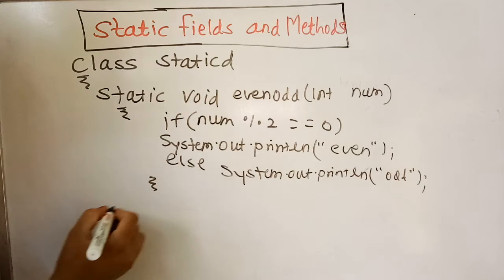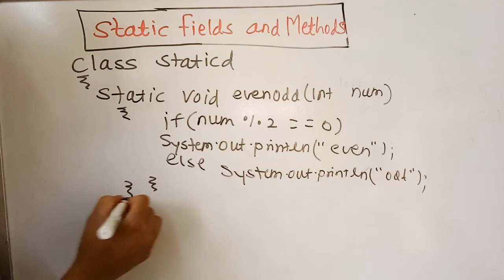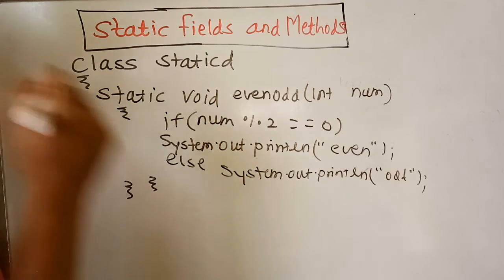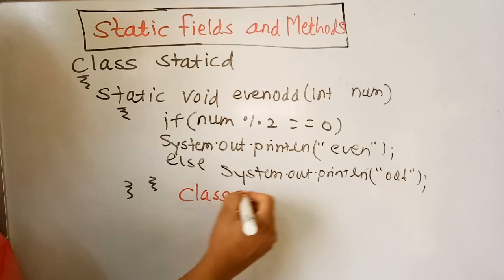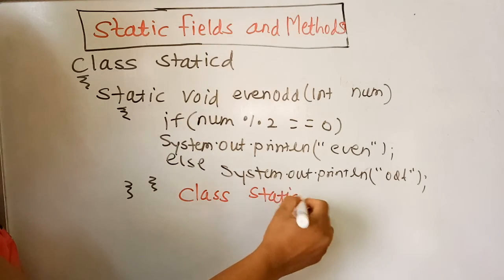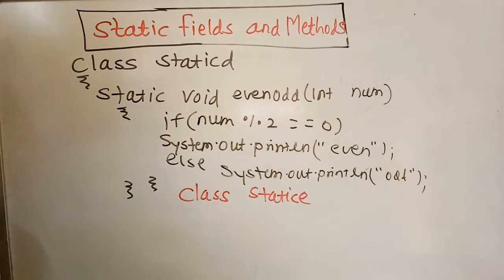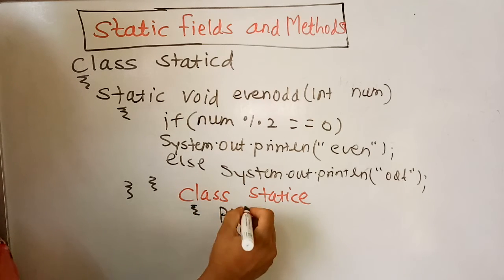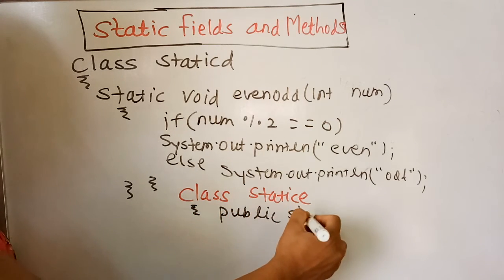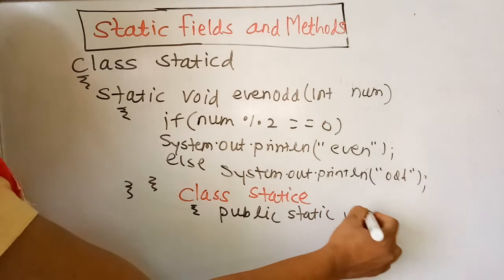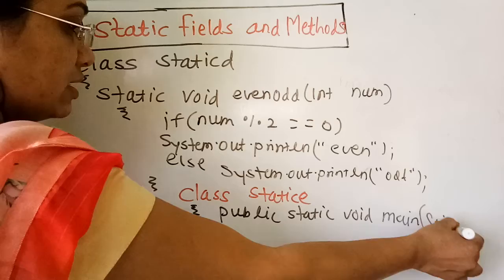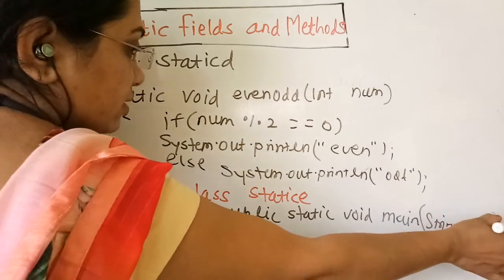And this is the completion of a static method, and this is the class. We will take another class, for example, class StaticExtension, and in this we will create one method, that is public static void main(String[] args).